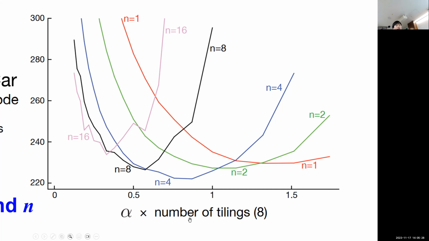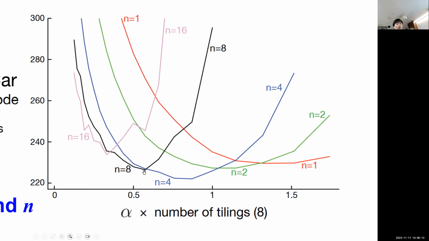So this is alpha times the number of tilings, since as I mentioned previously, the step size is decided by the epsilon and the number of tilings. So here we use this alpha times the number of tilings to calculate this step size. You will see that with different step sizes, different numbers of n show different performance. In particular, for a particular step size, a particular n has a better performance.